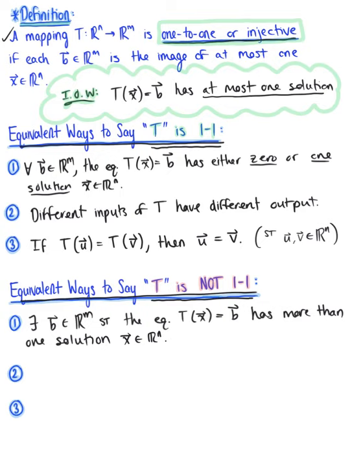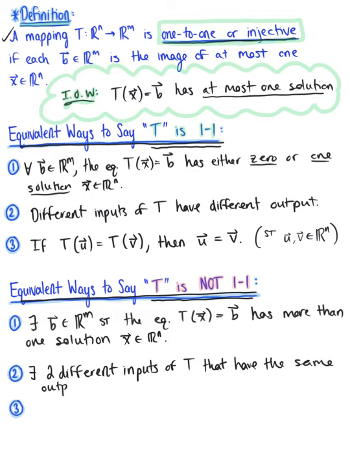Another way to say this is that there exist two different inputs of our transformation that have the same output. So there exist two or more different inputs of T that have the same output. If this holds true, we know that our transformation is not a one-to-one mapping.